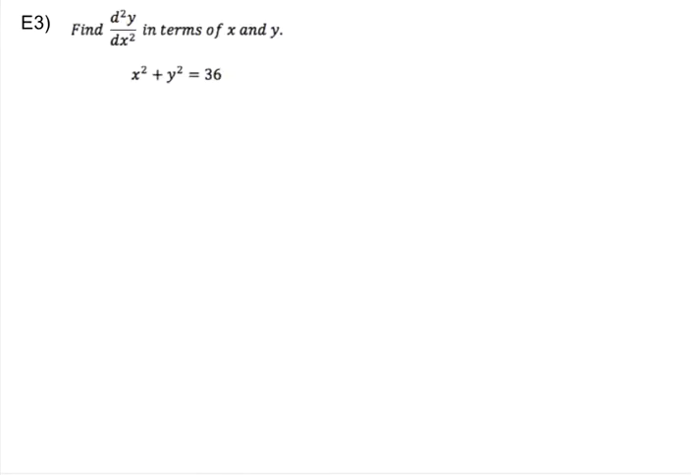All right, let's go ahead and do an E3. So we're going to find d squared y dx squared in terms of x and y. This clue right here, in terms of x and y, that's pretty much code for, hey, you should do this implicitly. Okay, that's code for, hey, you're going to have x's and y's in your answer. So I'm going to go ahead and differentiate.